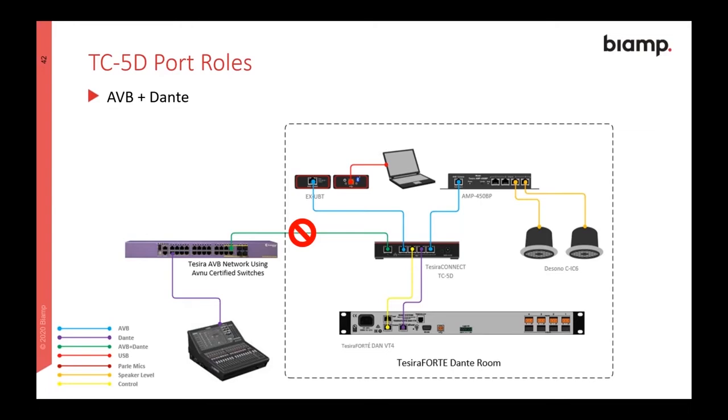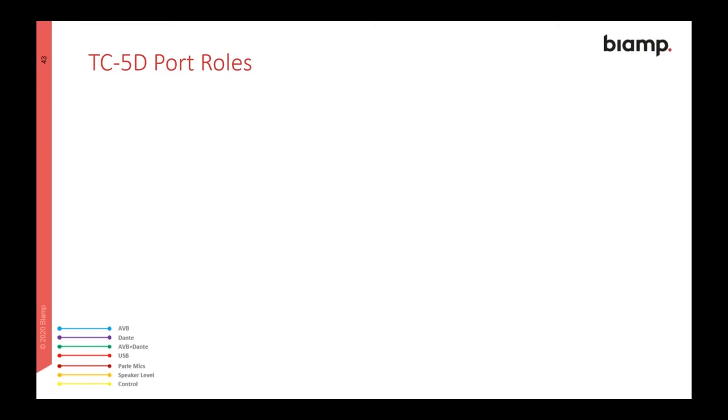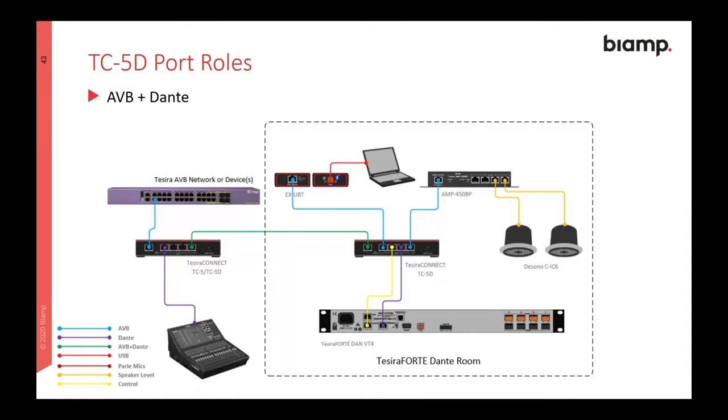So how do we deal with this? We can modify this by adding another TC5D or TC5. It can be either. Because these are both Tesira devices, we know exactly how to manage AVB and Dante on the same link. So therefore, this works. And of course, you can extend that external TesiraCONNECT to a bigger AVB network, as well as connect Dante devices on it. So this is one approach. This does mean that you'll need to add another TesiraCONNECT device if you wanted to have both AVB and Dante come in to the Tesira Forte Dante room.